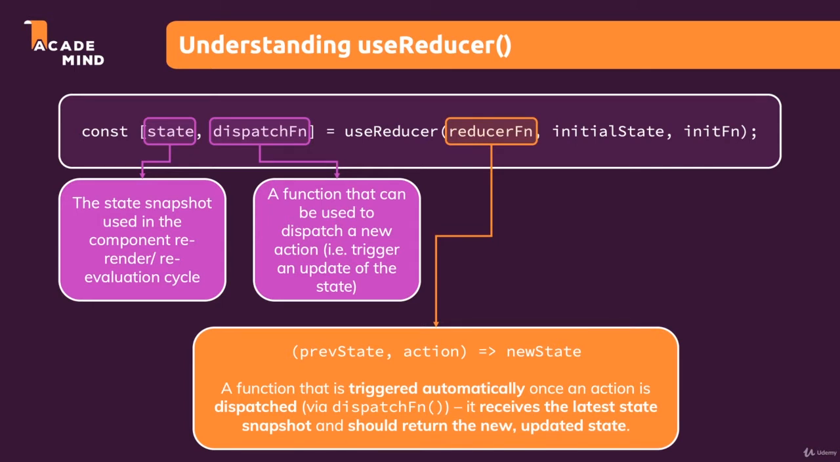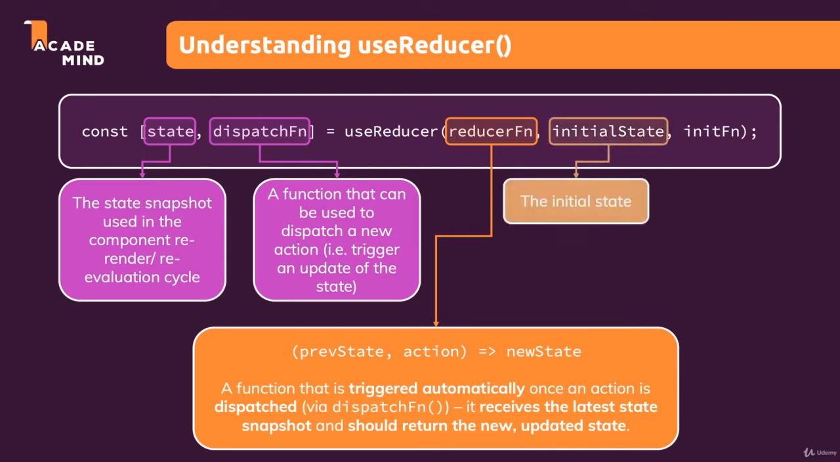Now, the reducer function then also should do one important thing. It should return a new updated state. So it's a bit like the function form of the useState hook, but an extended version of that, you could say, because of that action thing, which you'll see in action, no pun intended, in a second.